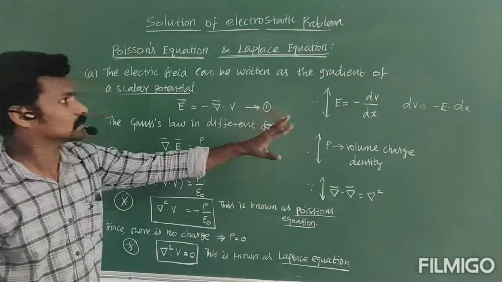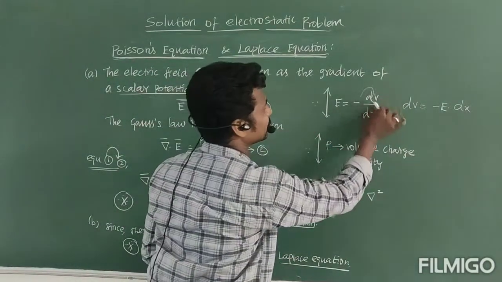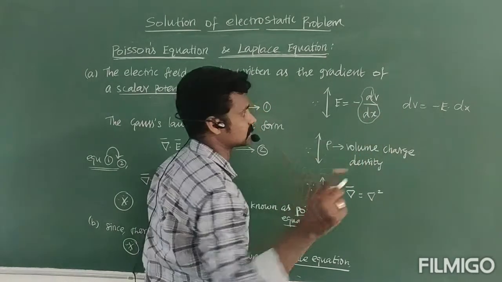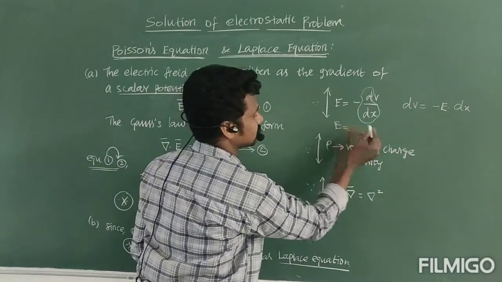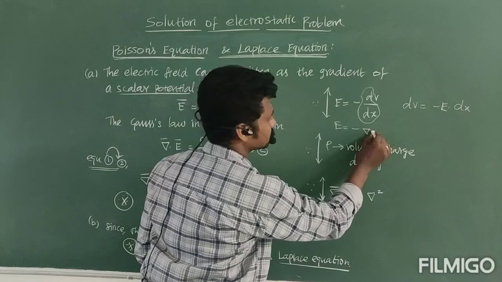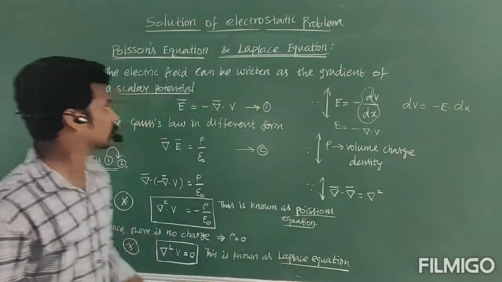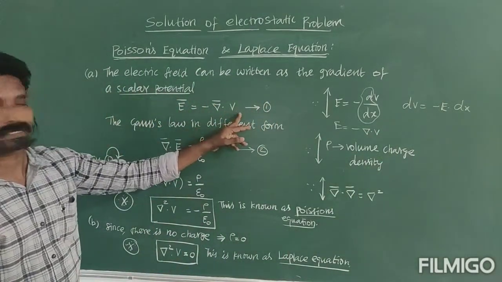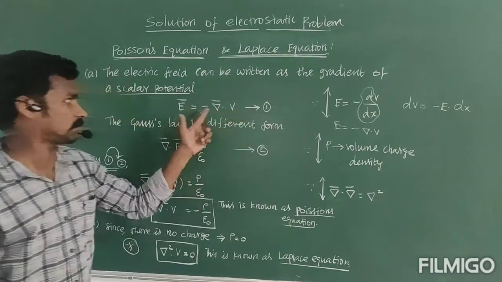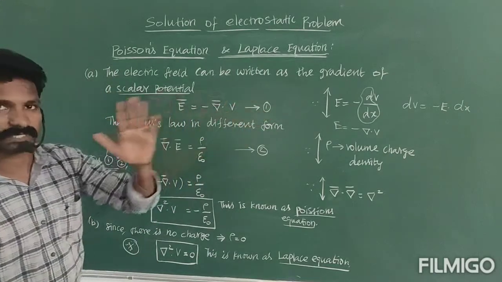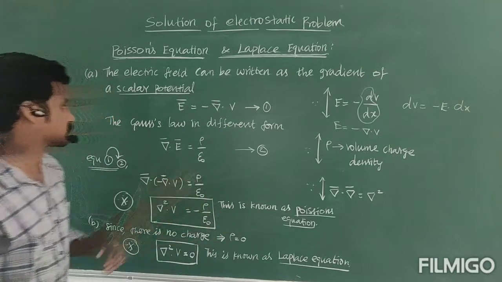The same thing, only here dV divided by dx is one dimensional, so I can write E is equal to minus del V, E is equal to minus del dot V. That is equation number 1.